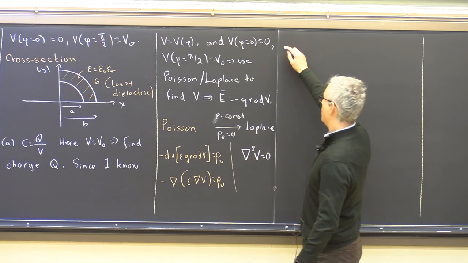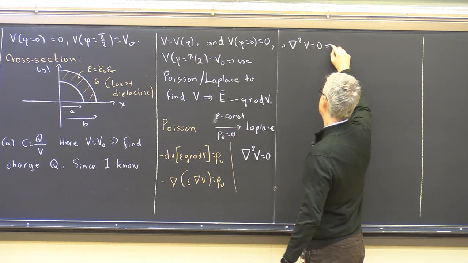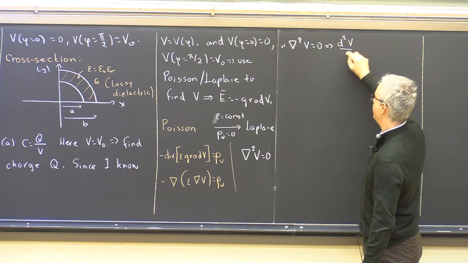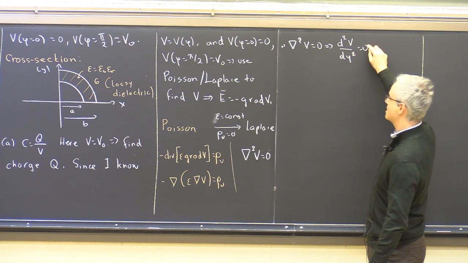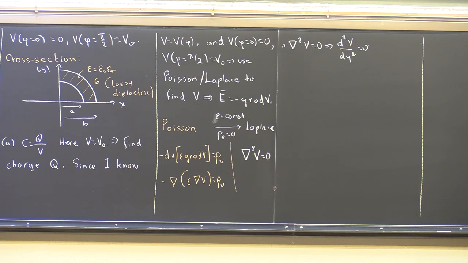So then if we go and solve this, the Laplacian of V is zero, we have d squared V by d phi squared is zero, because here we have been told that the potential depends only on phi.